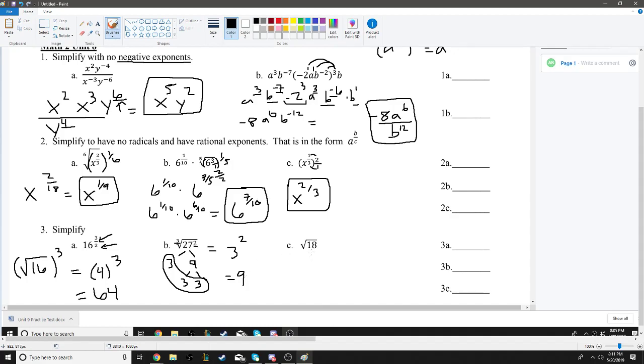Alright, next one. Root 18. Again, we're going to simplify this. We have 2 and 9. And this is a 3 and a 3. Since it's a square root, we're looking for pairs of numbers. So our answer is 3. And since 2 does not have a partner, it goes back underneath the square root sign. So our answer is 3 root 2.